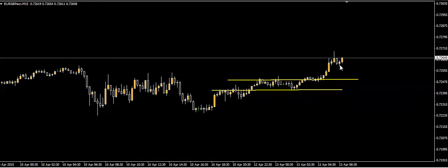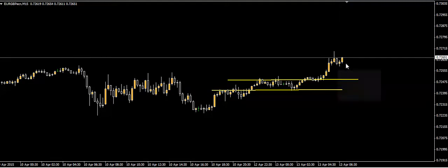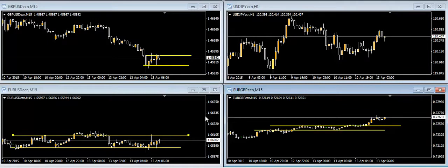So at this point, I would not be focusing much on this pair because we already got the breakout, and this level of consolidation is not enough for me to say, okay, I'm taking this trade on a breakout strategy. So right now my focus is primarily on the Euro dollar, and I'm also going to be focused on the USD JPY.